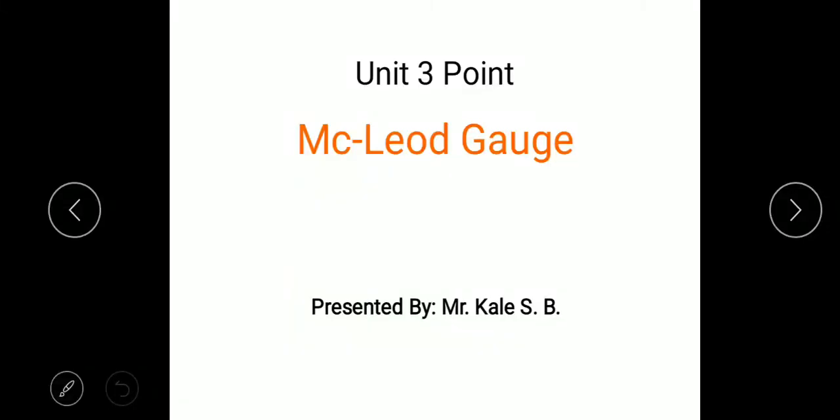Hello friends, today we are going to see the Unit 3 revision point: the McLeod gauge. This device is generally used to measure pressure. Now the question comes: are we going to measure low pressure or high pressure? I tell you the McLeod gauge is used to measure low pressure, and in this lecture we will see the applications and the advantages also.